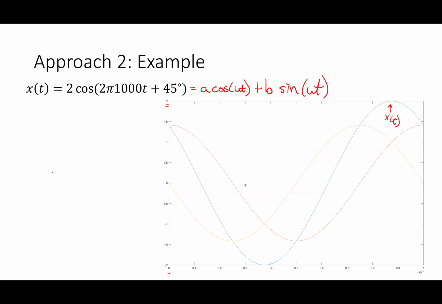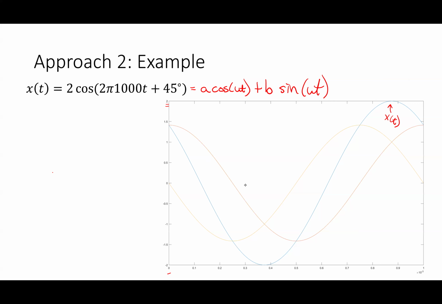Here's t. I know it's cutting off the bottom here. This is t equal to 0. Which one, the yellow or the red? Which one is the cosine, and which one is the sine? The red is the cosine, and the yellow is the sine.